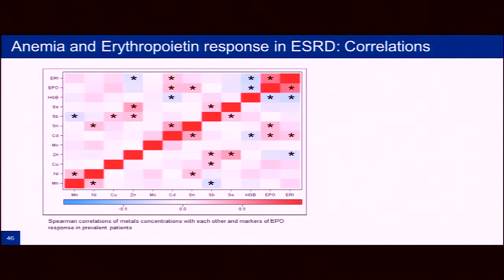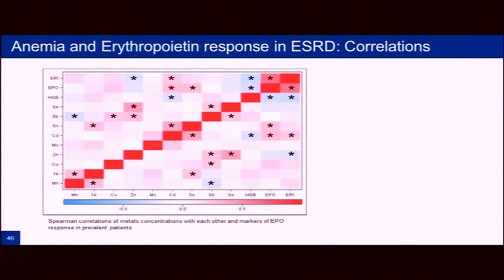Because of the big influence of incident versus prevalent on the data, we decided just to look at the prevalent patients to look at correlations. And what we're finding, I don't know if you can read the metals on the screen, but cadmium in particular is correlated to hemoglobin, EPO dose for the month, and ERI.